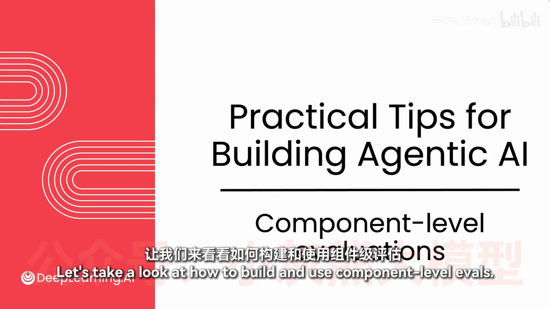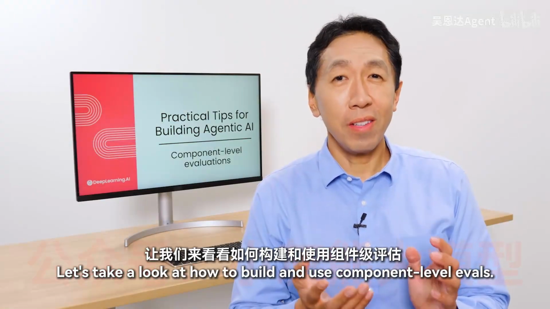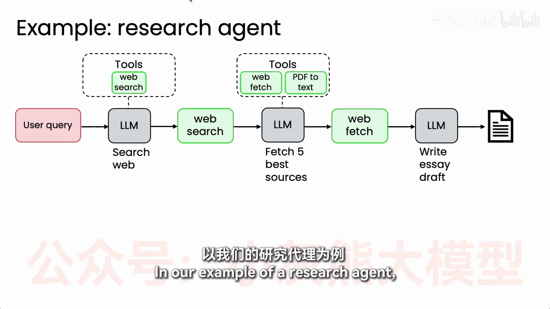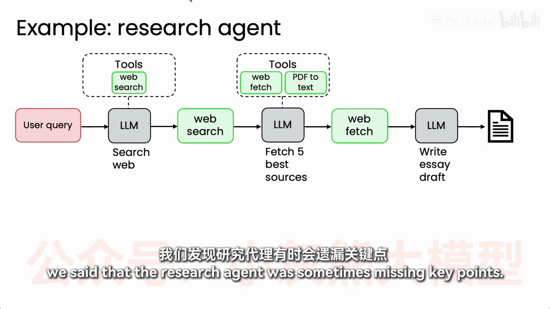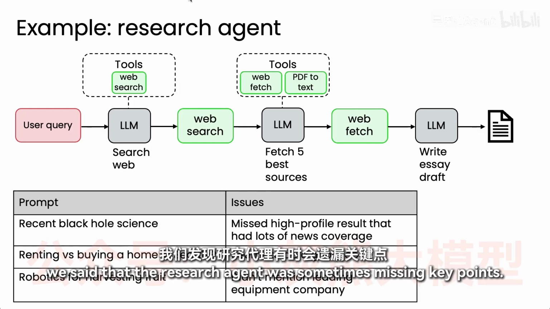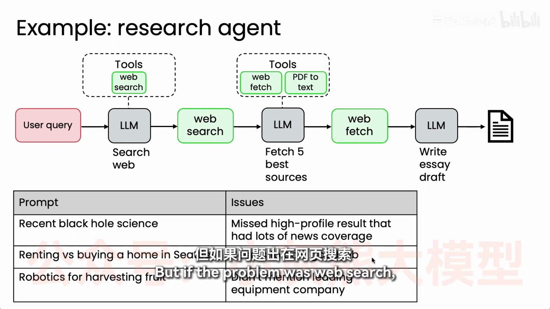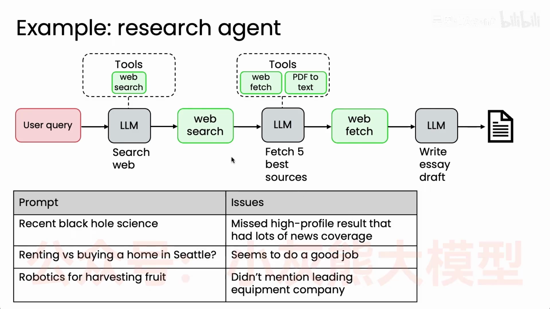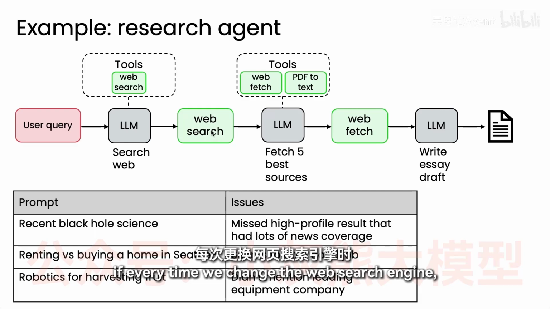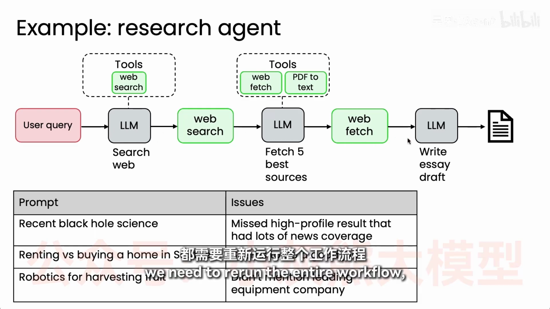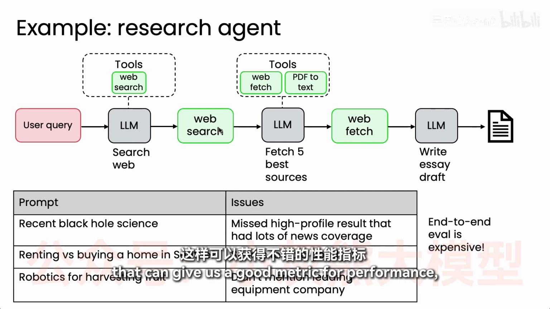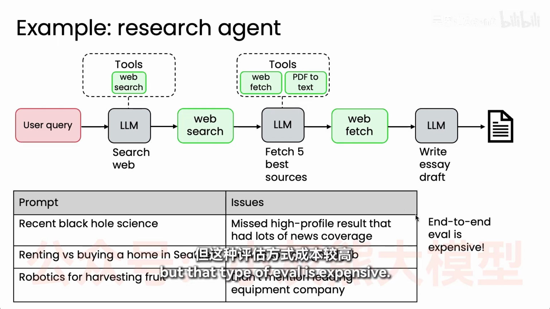Let's take a look at how to build and use component-level evals. In our example of a research agent, we said that the research agent was sometimes missing key points. But if the problem was web search, every time we change the web search engine, we need to rerun the entire workflow. That can give us a good metric for performance, but that type of eval is expensive.